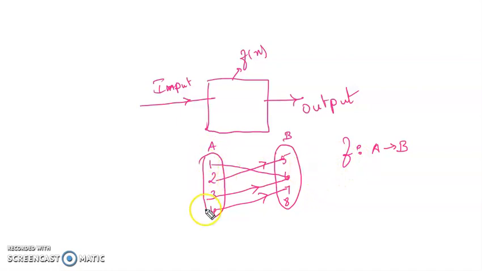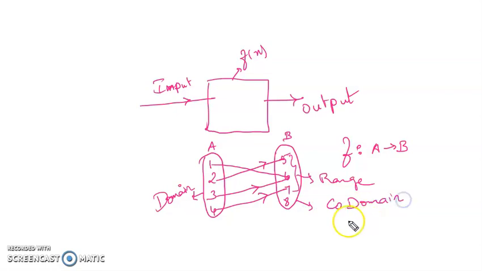Set A is denoted as the domain, as we discussed in relations. In set B, 5, 6, 7 alone are associated with elements of A, so 5, 6, 7 are termed the range, and the whole set B is termed the codomain. These are the terminologies you dealt with in relations, and the same will be used in functions. We will be discussing the definitions in depth.